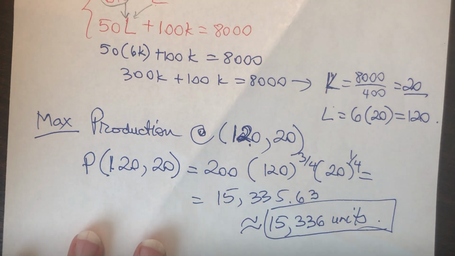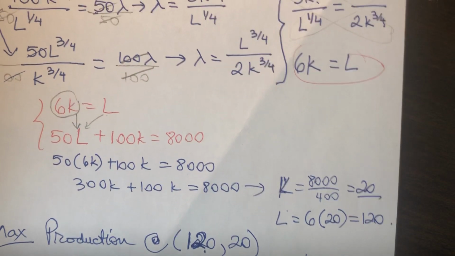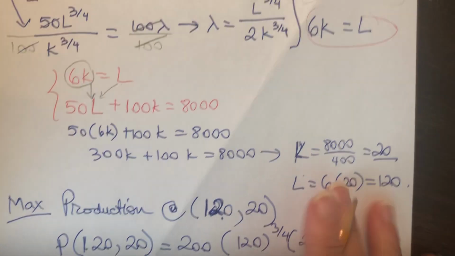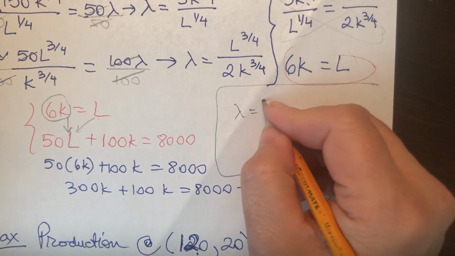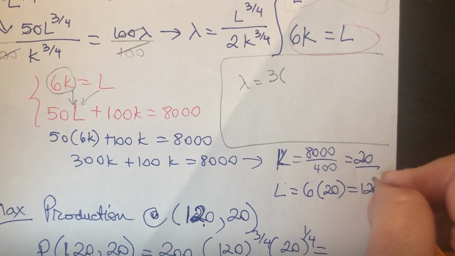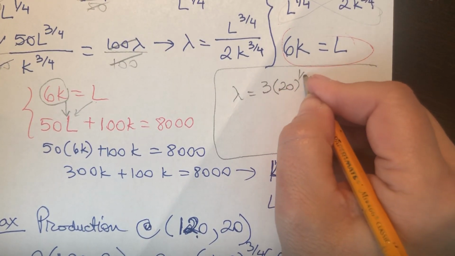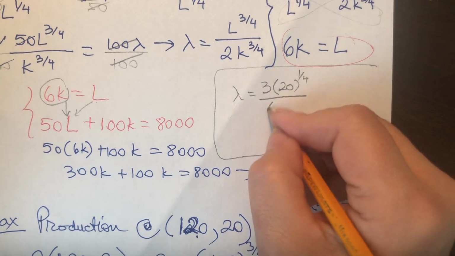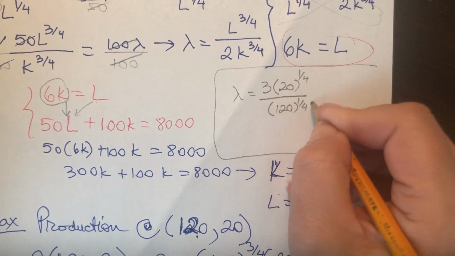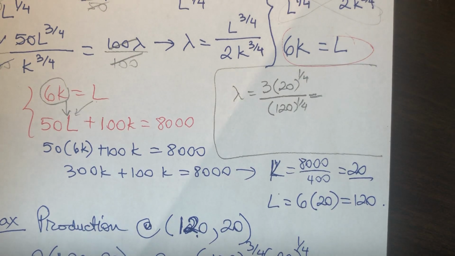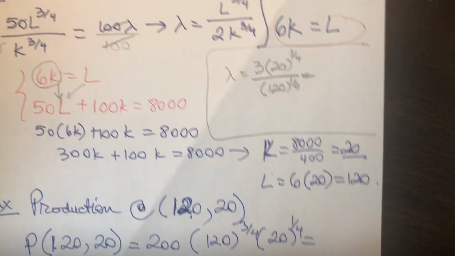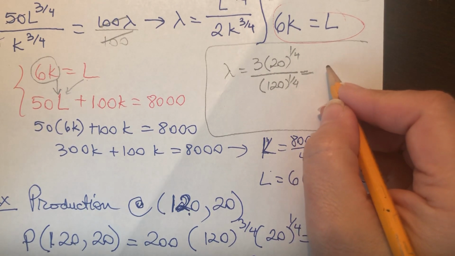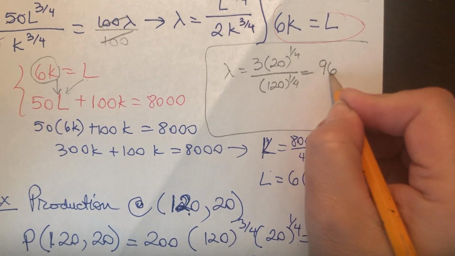Okay, so there's one last part to this, and I want you to find lambda and give me an interpretation for it. So I'm going to go back. Where is lambda? Lambda up here was 3 times K, which, what was K? 20 to the 1/4 over L, which is 120 to the 1/4. So put that in your calculator. And what can we get? So that should be 96.